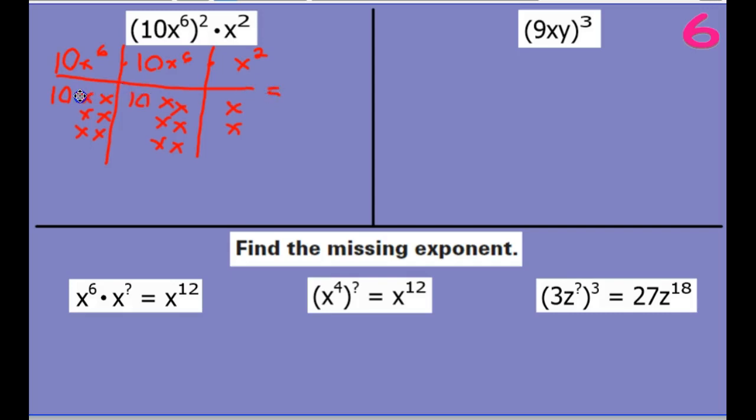So what we have total is 10 to the 2nd power. And how many x's we have? 1, 2, 3, 4, 5, 6, 7, 8, 9, 10, 11, 12, 13, 14. So x to the 14th power. If we wanted to, we could do 10 squared, which is 100, x to the 14th power.